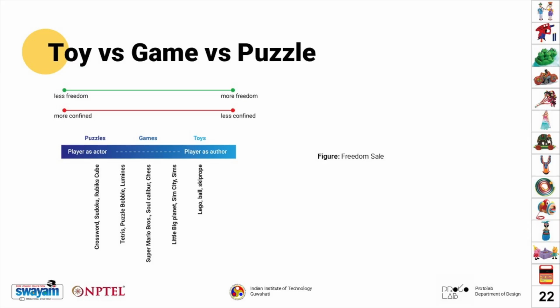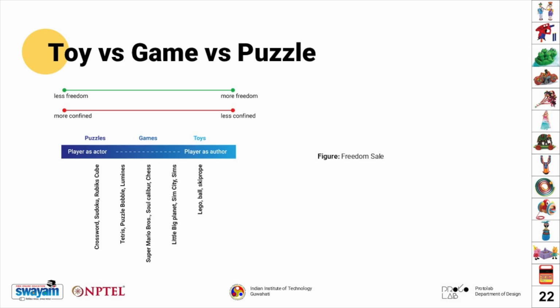Game designer Tynan Sylvester explains something very important for us as toy designers. Every play object or experience falls on a spectrum of freedom. On one end of the spectrum, we have toys. This gives a child a lot of freedom. They decide what to do, how to play, and what the object becomes.